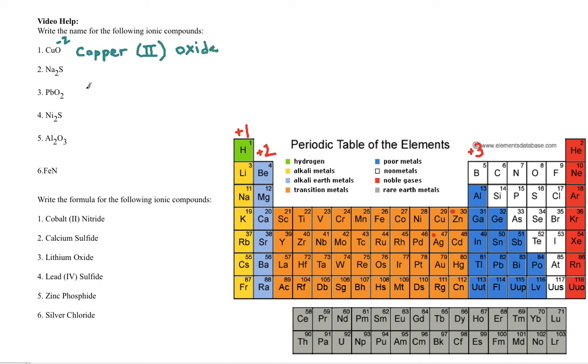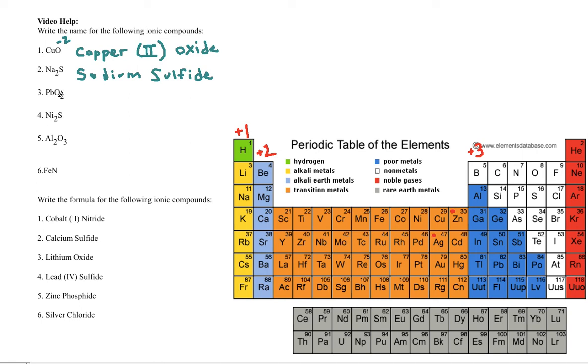For Na2S, Na is right here, so I know the charge of Na. It is always +1. I can get that from looking at the periodic table, so I don't need to write the charge in. I can just write sodium because I know that you will know what the charge is. So sodium, and then I've got sulfur, so get rid of the ending and add IDE, so it's going to be sulfide. Basically the whole point is, if I give you this name right here, would you be able to know that sodium has a +1 charge? And the answer is yes, because it's in group 1.